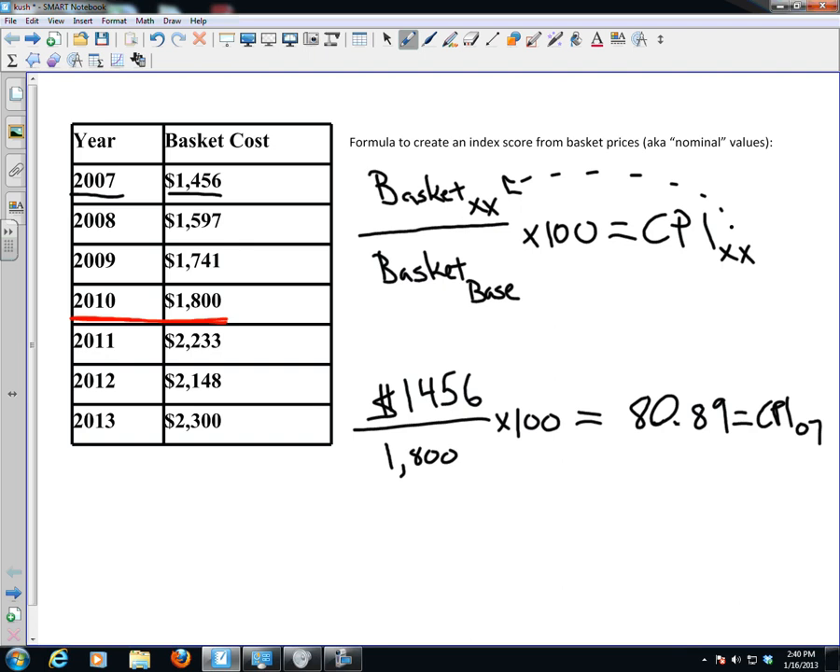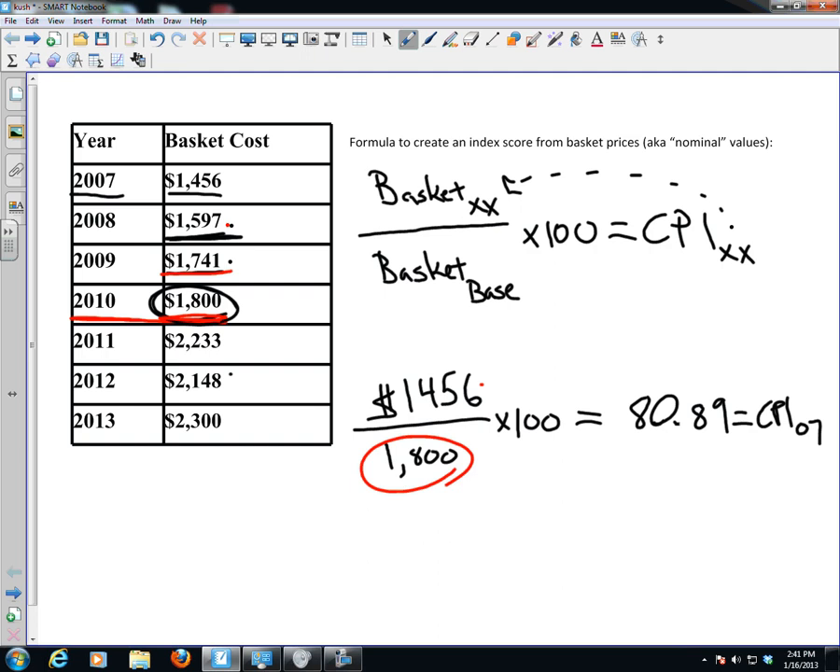Before moving on to the next video, take a second to calculate the CPI for each of these. Now keep in mind that as you calculate them, what you're going to do is you'll take the price in the basket year as your numerator, but the base year will always be the denominator. So as long as, in this example, our base year is still 2010, then the denominator that you're always going to set up for this is always going to be 1800. So you'd have like 1456 divided by 1800, 1597 divided by 1800, 1741 divided by 1800, 1800 divided by 1800, and so on.